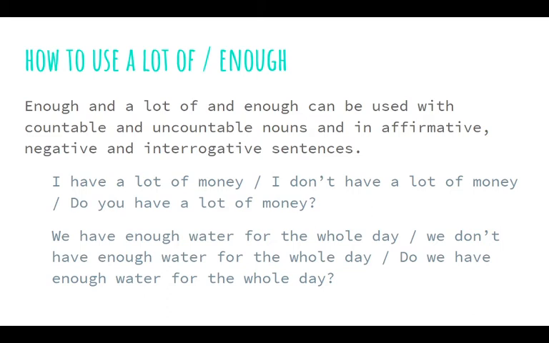How do we use enough and a lot? It's easy. They can be used both with countable and uncountable nouns, and in affirmative, negative, and interrogative sentences. So I have a lot of money, I don't have a lot of money. Do you have a lot of money? We have enough water for the whole day. We don't have enough water for the whole day. Do we have enough water for the whole day?